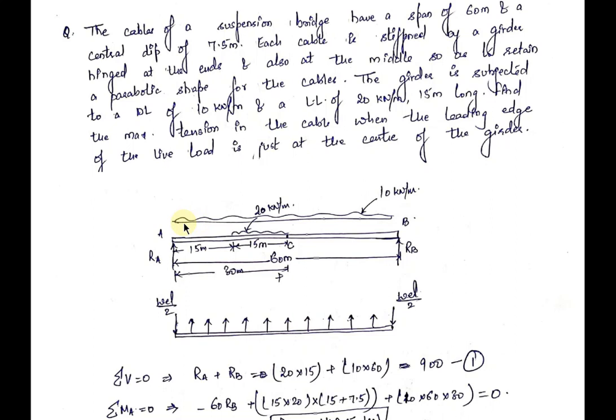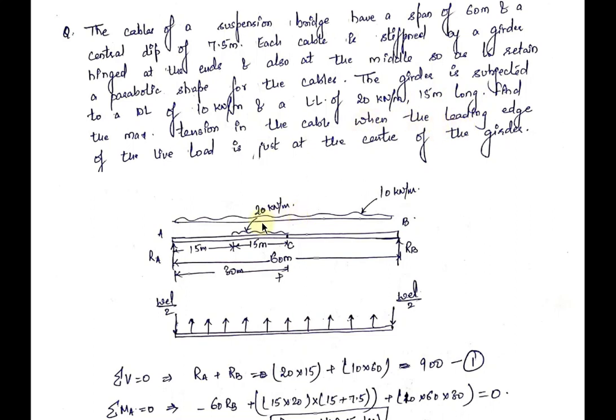The dead load acts along the full length of the girder because it is the self weight of the girder. So the dead load acts along the whole length of the girder. The live load is given as 20 kilonewton per meter and the length of the live load is given to be 15 meters. Now we have to find out the maximum tension in the cable when the leading edge of the live load is just at the center of the girder.